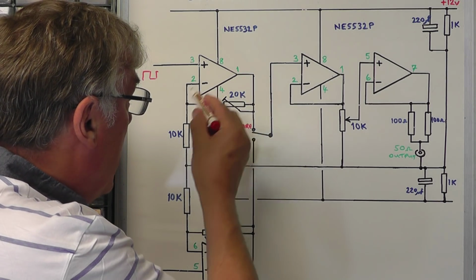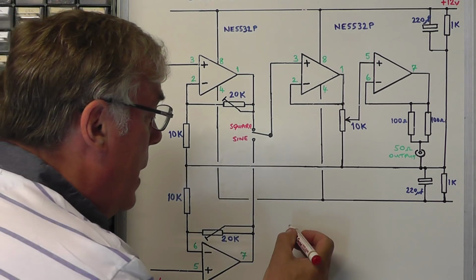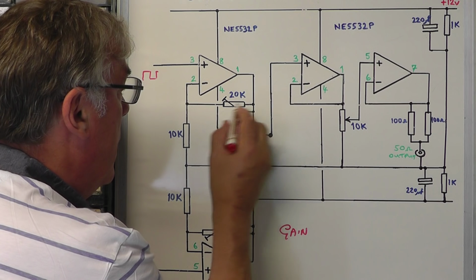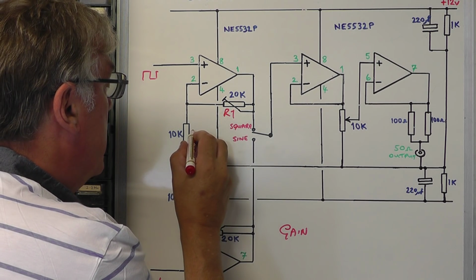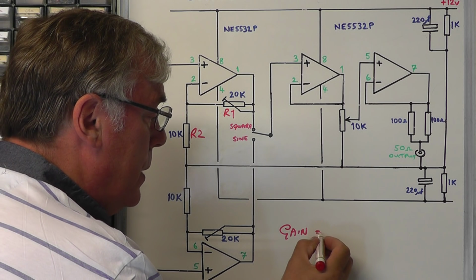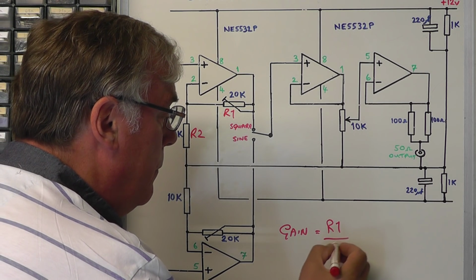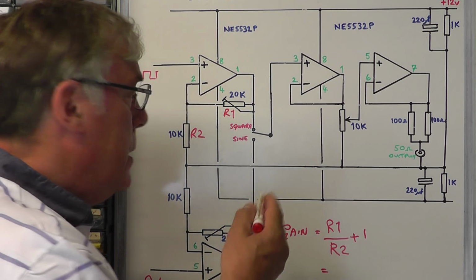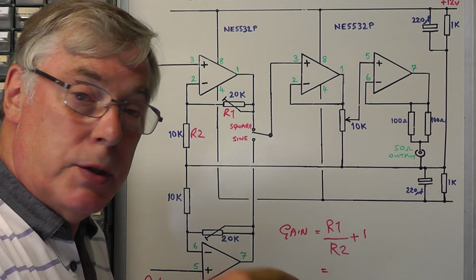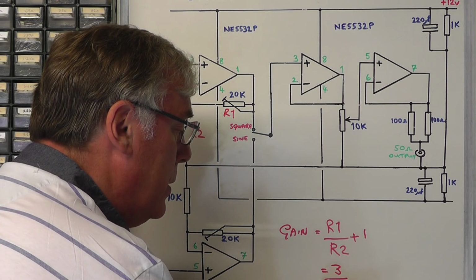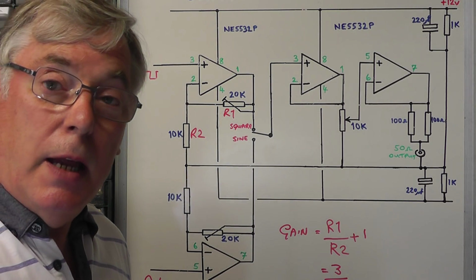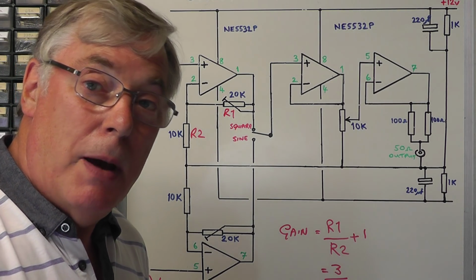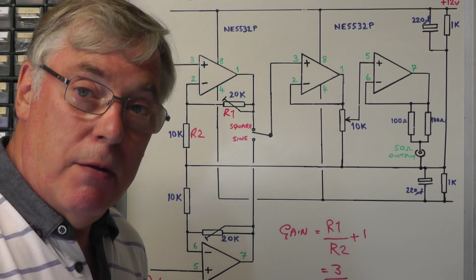The amplification of these particular stages, the gain of these can simply be calculated by the formula. If we call the 20k resistor R1 and the 10k R2, the gain of the stage will be R1 divided by R2 plus 1, and that will equal, in our case, the 20k divided by 10k is 2 plus the 1, means we have a maximum gain of this particular stage of 3. We don't need a lot of gain, we just want to equalize the signal amplitude going into the remainder of the circuit. And by keeping the gain low, the circuit remains fairly stable.